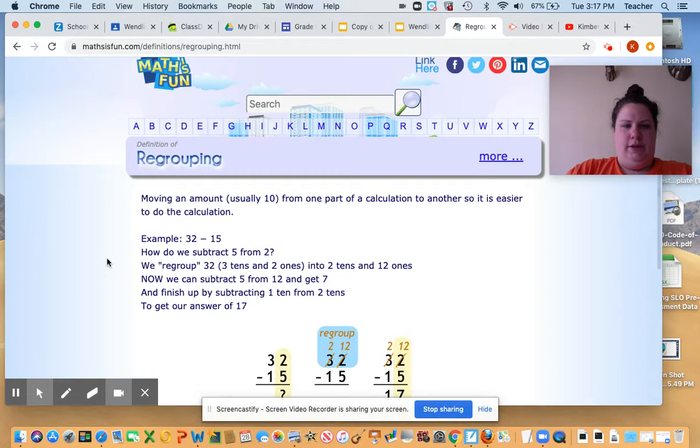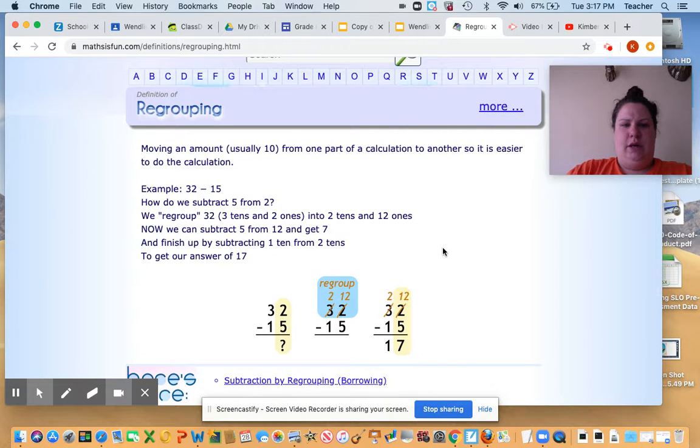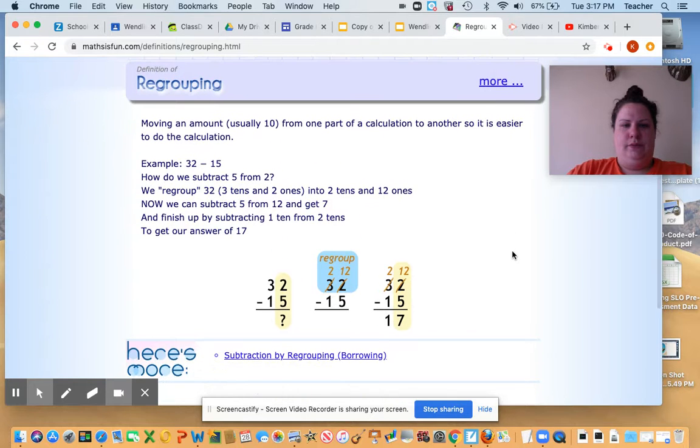Regrouping, our definition is moving an amount, usually 10, from one part of a calculation to another, so it is easier to do the calculation. Our example is 32 minus 15. Well, I can't do 2 minus 5, so I need to regroup. In doing so, I take 10 away from this spot. This becomes a 2, and I'm adding 10 to this 2 that was already here. It becomes a 12. Now I can do 12 minus 5 and get 7, and 2 minus 1 and get 1.